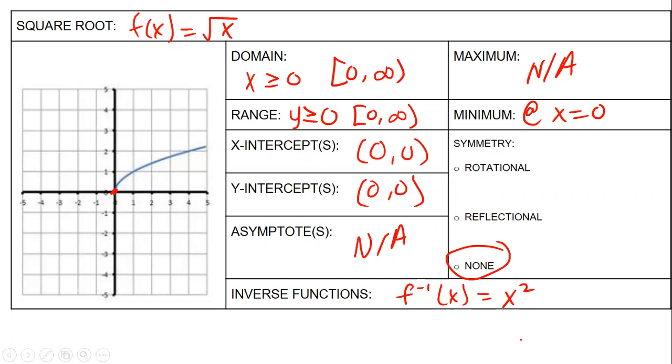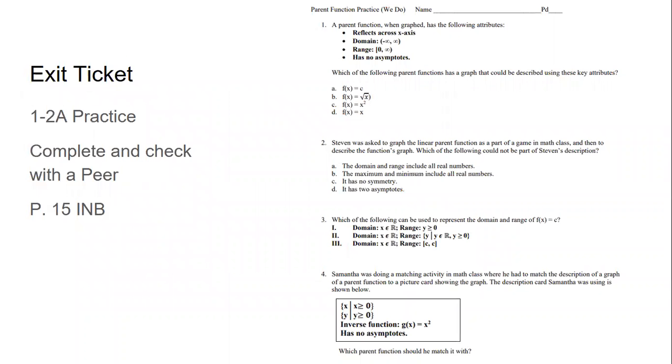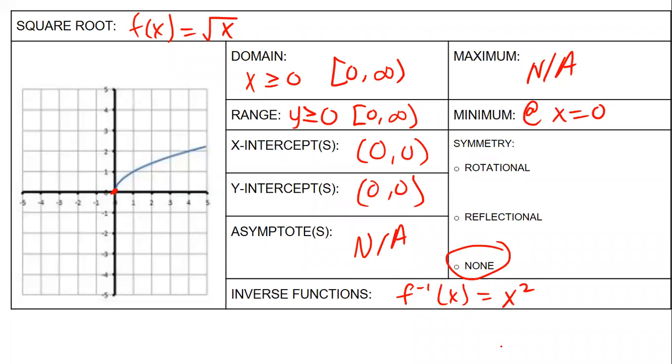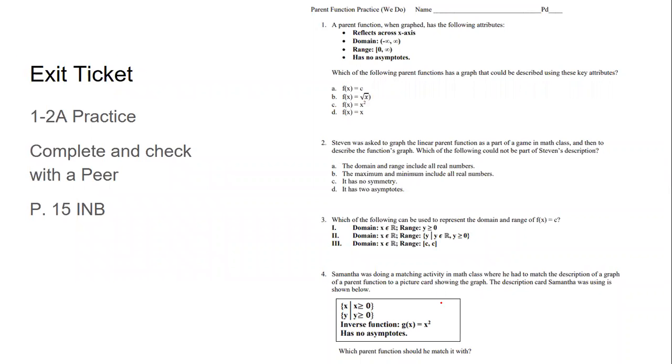Okay. So that concludes the first third of our parent function book. What you're going to be working on to the end of the class is using those notes to answer the exit ticket. All right, so you're going to be working on this exit ticket for the remainder of the class period.